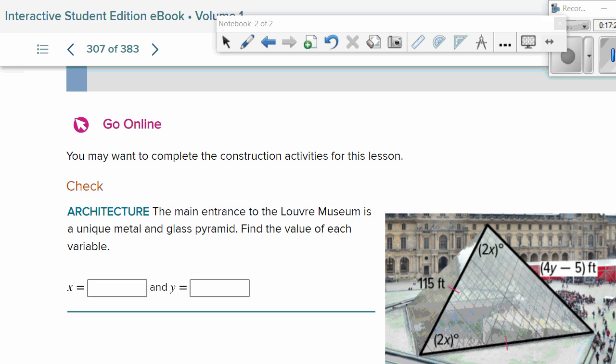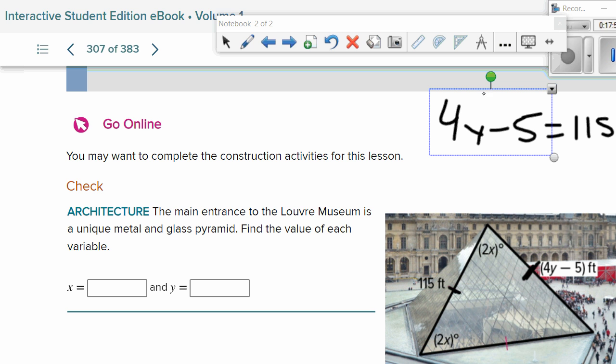Have you ever been to Paris and gone to the Louvre? The entrance to the museum is this big old pyramid. What they're saying here is it's an isosceles one, so this side right here should be equal to this over here. So I should be able to set those equal to each other. They do this below, you get that. By doing that, I can add 5 to both sides and get 120. I can divide both sides by 4 and get 30.